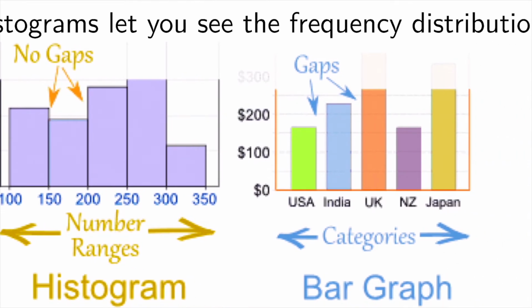As opposed to this, which is a bar diagram. In a bar diagram, we have categories like, I don't know, the cost of something in different countries. So this is USA, India, UK, New Zealand, and Japan. This is not frequency, this is a bar diagram. In the bar diagram, we can have a space because we want to separate visually the data. In the case of the histogram, space means that there is no frequency in some particular range.